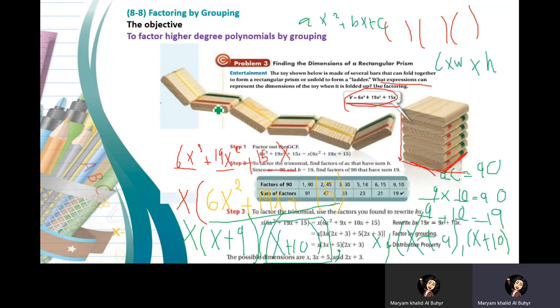Let me give you a more related exercise. Again, I have a rectangular prism with this volume. What expression can represent the dimensions of this prism? Use factoring. Again, I will look at all the terms. Do I have a variable in all the terms? Yes. What is the smallest power? x to the power 1. Take it outside.